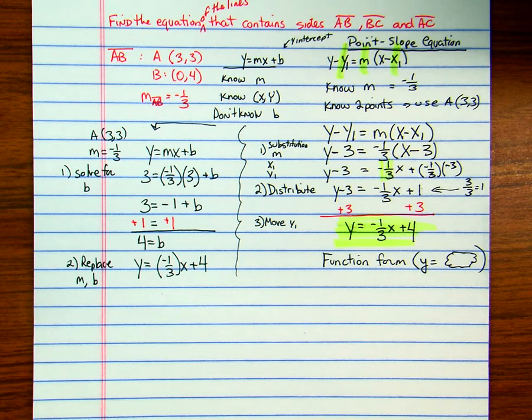Now, I'll let you work on finding the equations of the other two. I'm not going to do that right now, just for the sake of brevity on the video. I want you to use this structure to find the equation for the lines that contain BC and AC.